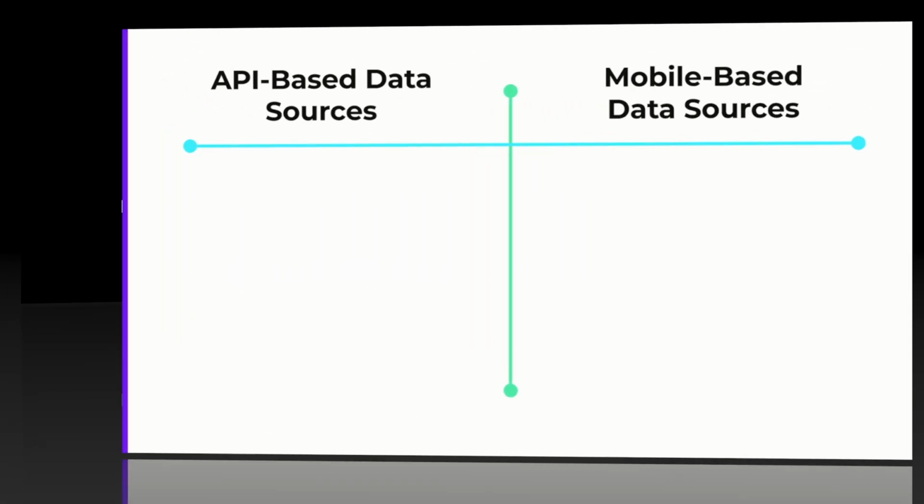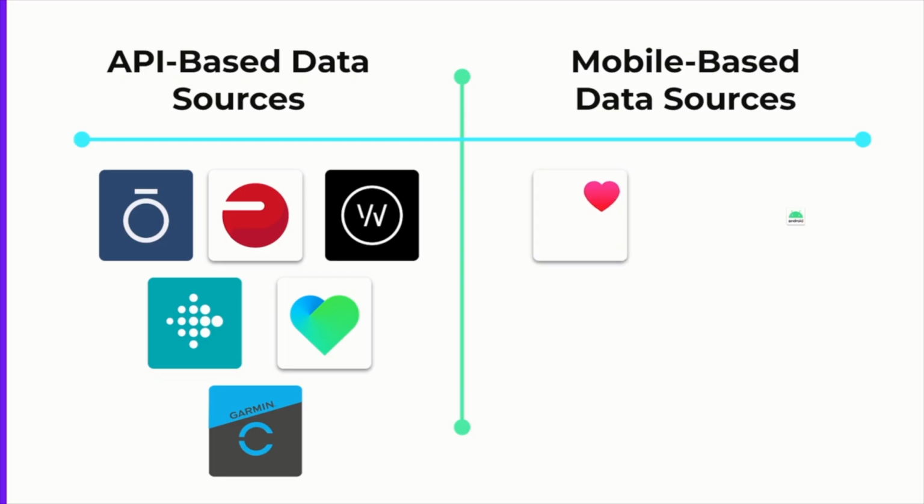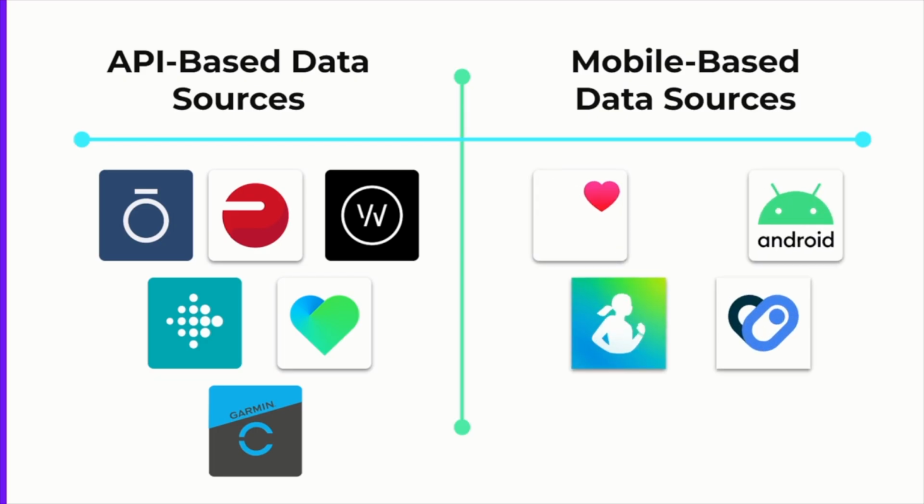As explained in a previous video on how Rook extracts data, Rook supports two types of data sources: API-based data sources and mobile-based data sources. This distinction is important because the pre-existing data behavior differs depending on the source type.